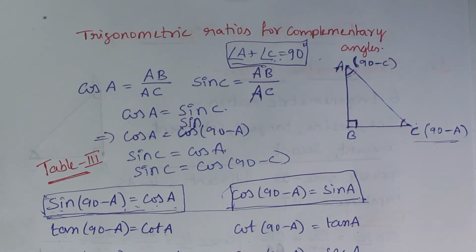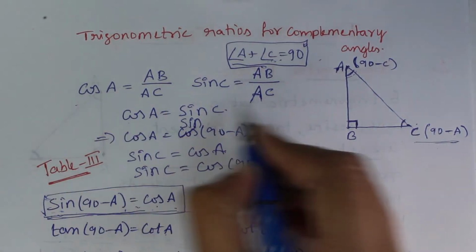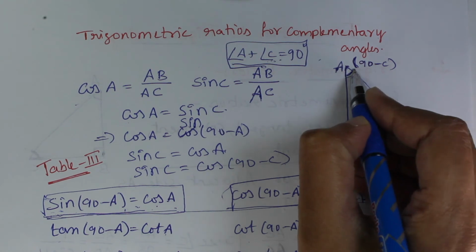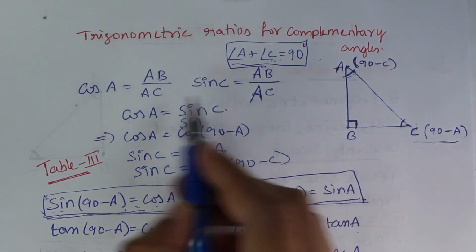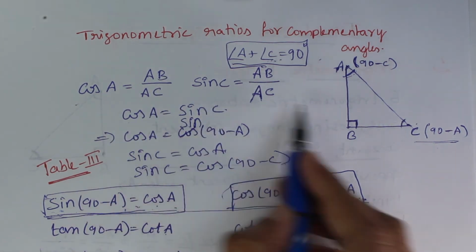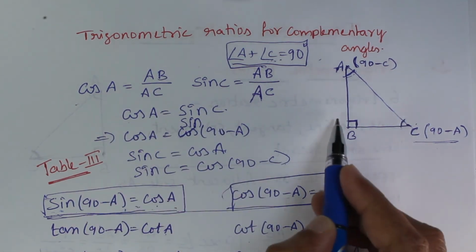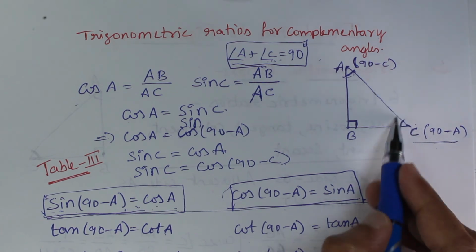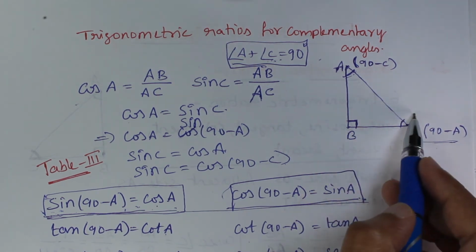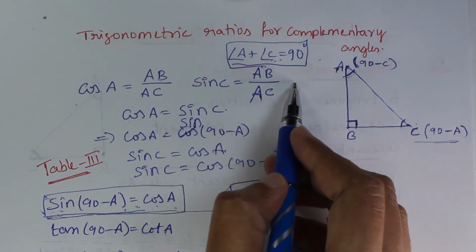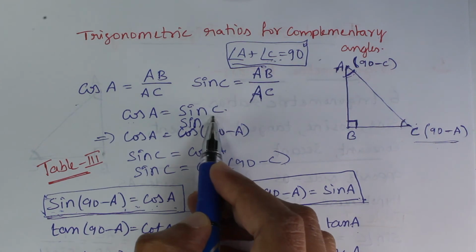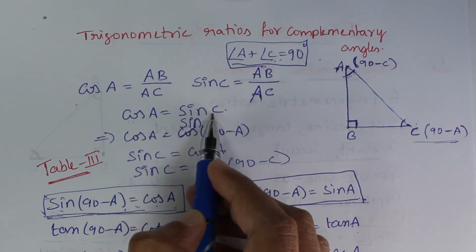Here, what is cos A in this right angle triangle? Adjacent side by hypotenuse, right? So, AB by AC. Cos A is AB by AC. What is sin C? Sin C is opposite side by hypotenuse. What is the opposite side for angle C? AB. AB by AC. Here we see that cos A is equal to sin C.